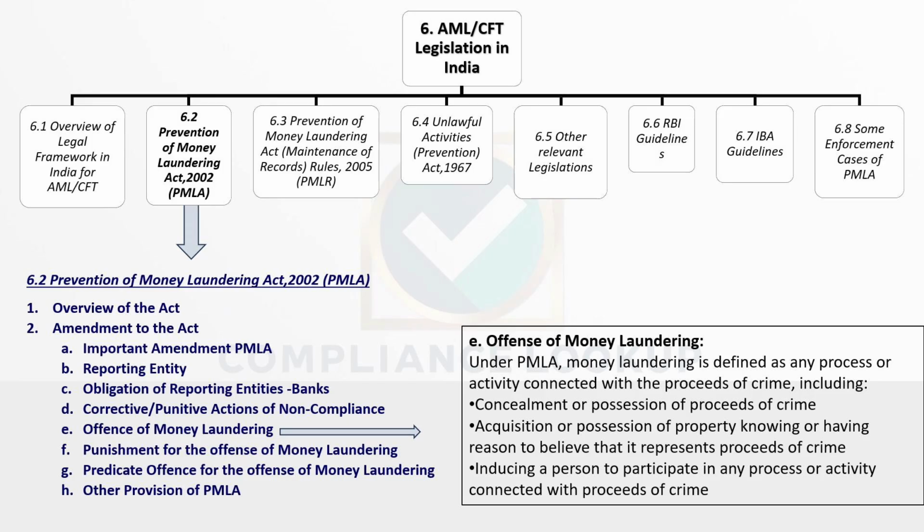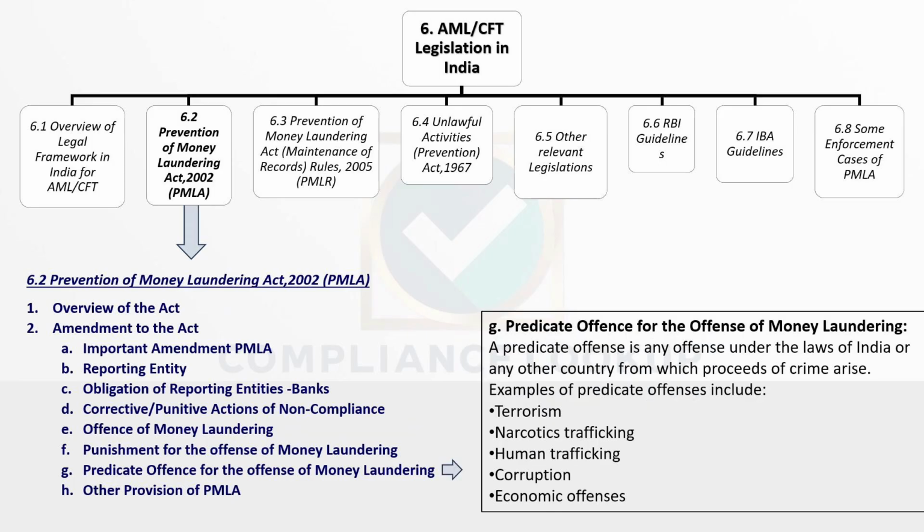F. Punishment for the offense of money laundering. The punishment for money laundering under PMLA includes rigorous imprisonment of 3 to 10 years, and fines based on the severity of the crime. In some cases, both imprisonment and fines are applied. Example: an individual caught laundering 10 crore may face a 7-year prison sentence and a fine based on the value of the proceeds of crime.